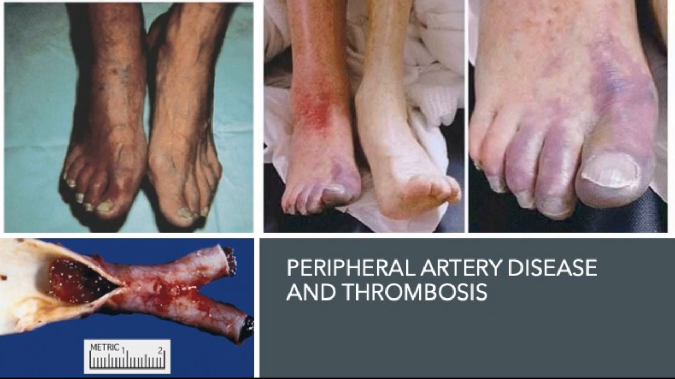Now that we've talked about the venous insufficiency, let's talk about arterial disease. Now, in the above pictures, you can see when the vessels narrow from plaquing that there's less blood flow to the tissues distally, which causes them to become mottled and cold and can be quite painful.